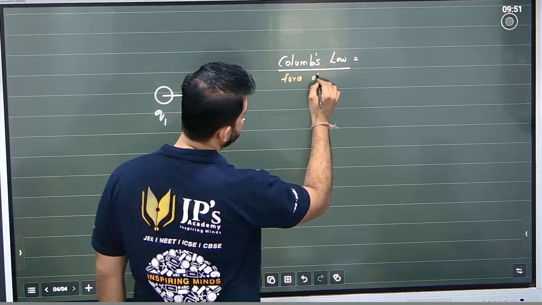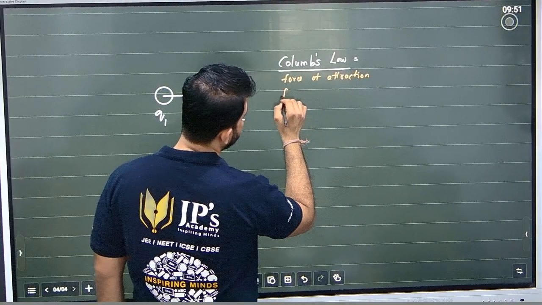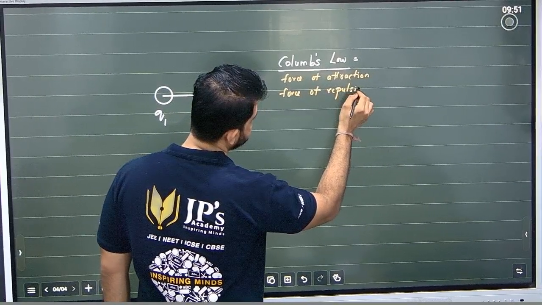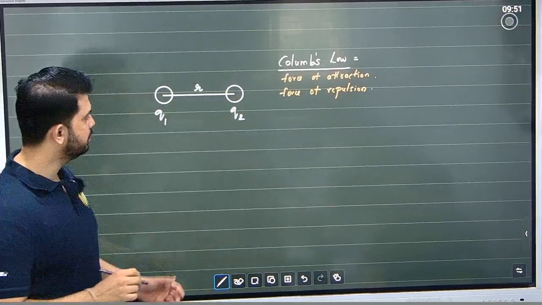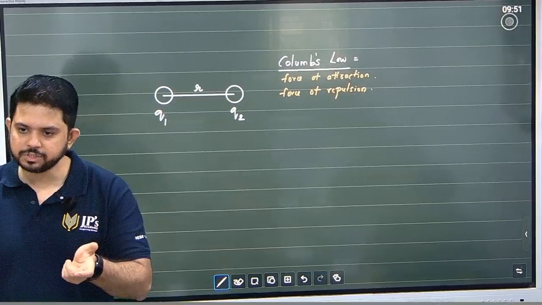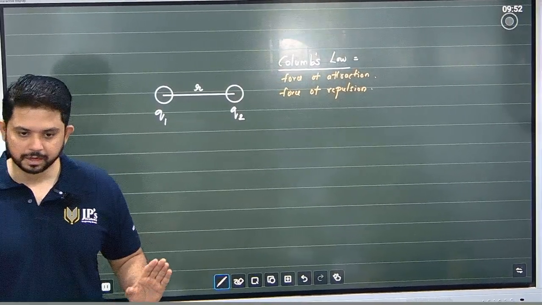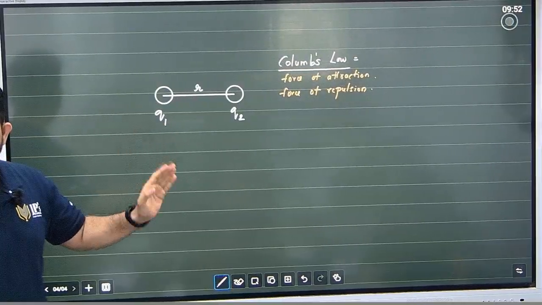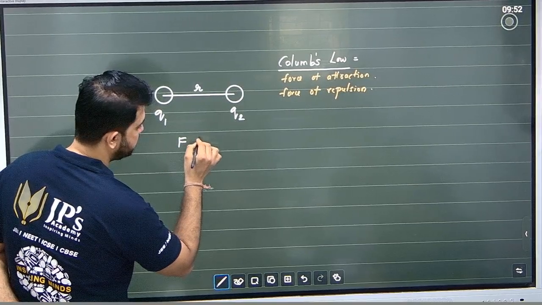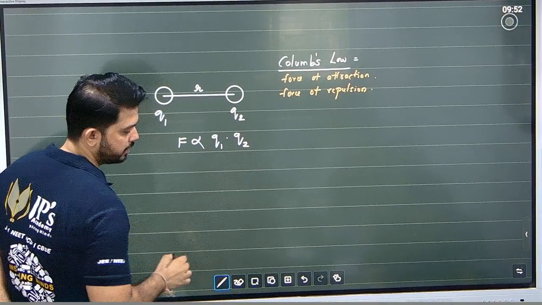Coulomb's force of attraction if the particles are dissimilar, or force of repulsion. I repeat, if both particles carry the same charge, they will repel each other. If they carry opposite charges, they will attract each other. The law states that the force of attraction or repulsion, F, is directly proportional to the product of the 2 charges.